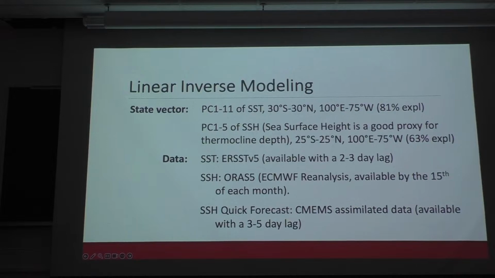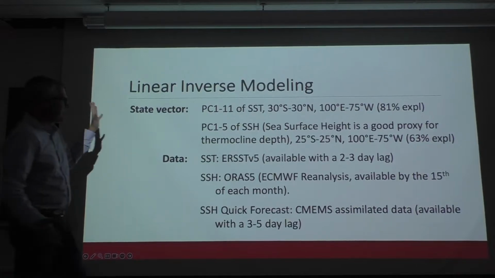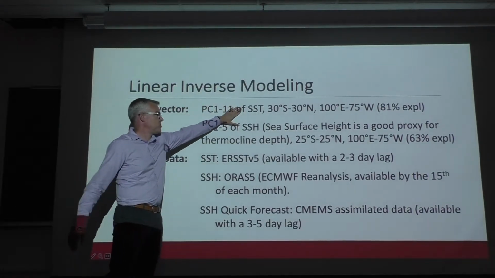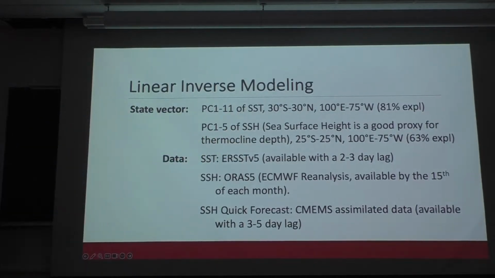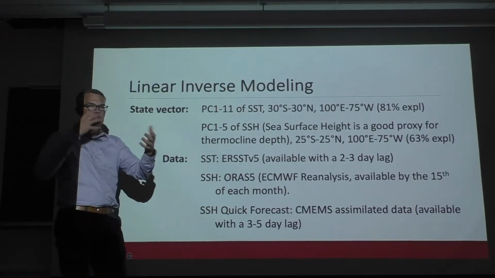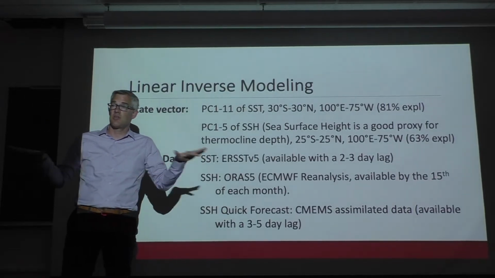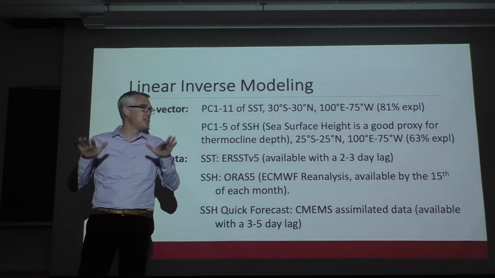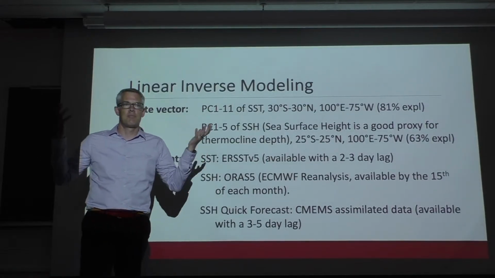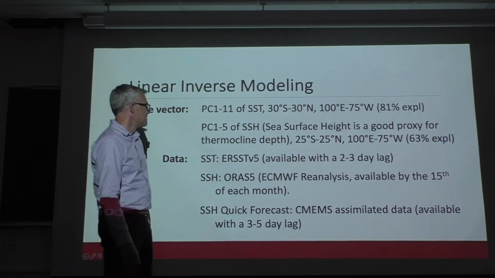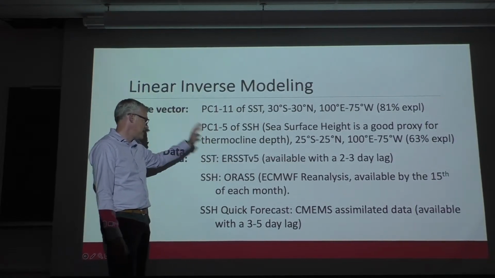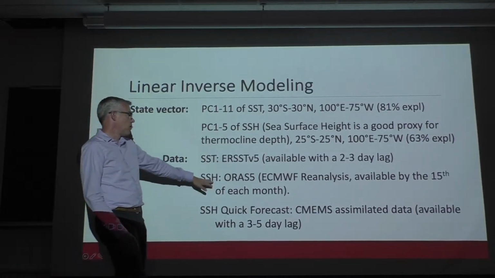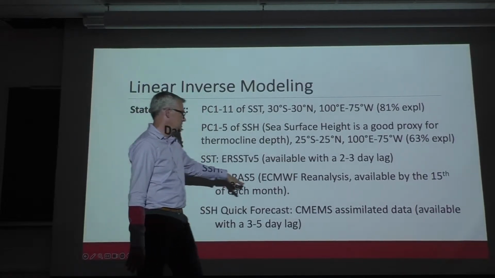All right. So what am I using for my state vector? I'm going to use sea surface temperature and sea surface height. If you want more details about that, I'd be happy to talk to you about it. But in this case, we designed this model using two elements of the state vector: sea surface height to represent the thermocline variations, and sea surface temperature to represent what we think of as ENSO. And the data sets: ERSST version 5, though you can use any data set for SST, it doesn't matter. I'm using the ORAS5, the ECMWF reanalysis.